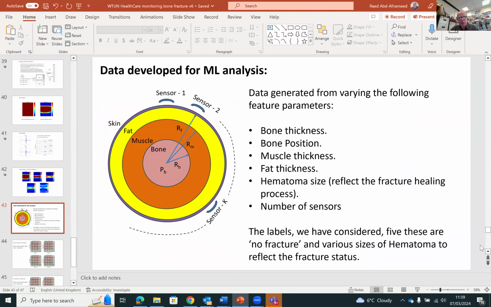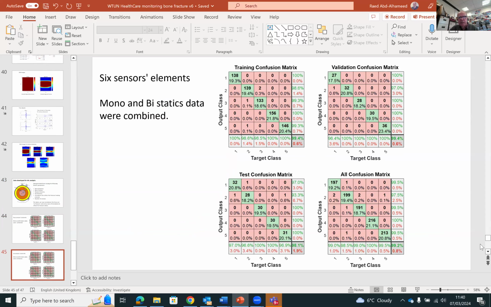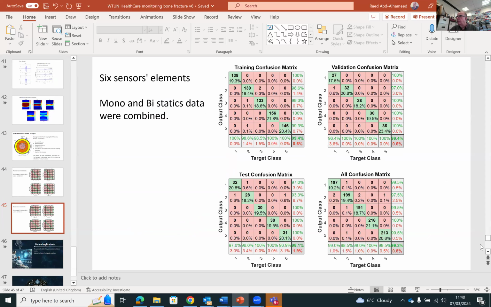And thus we generate the deep learning, machine learning with deep learning as well, to enhance our modifications of the data. So we take the bone thickness, bone position, muscles, fat thickness, hematoma size, and number of sensors. And we generate, for example, a very big, massive data that works on monostatic and bistatic data. And you can see as well the accuracy we can get with the 4 sensors is around 96.8, and with 6 sensors, 99.2.